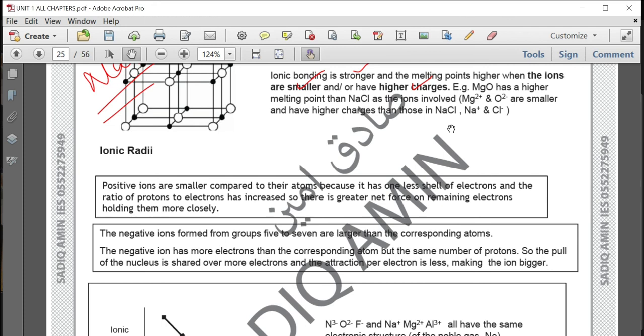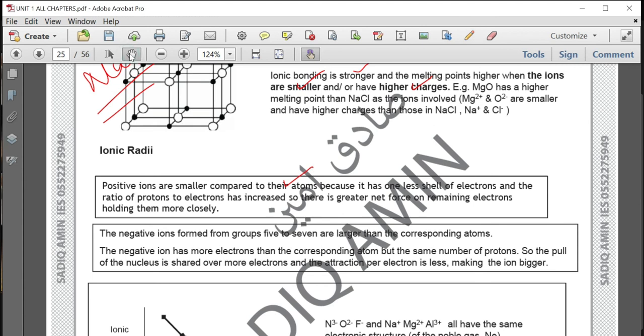Okay. Positive ions are smaller compared to their atoms. This is the conclusion. Because it has one less shell of electrons and the ratio of protons to electrons, I've already explained that to you, has increased. So there's a greater net force on the remaining electrons holding them more closely. These notes will also be provided to you soon.